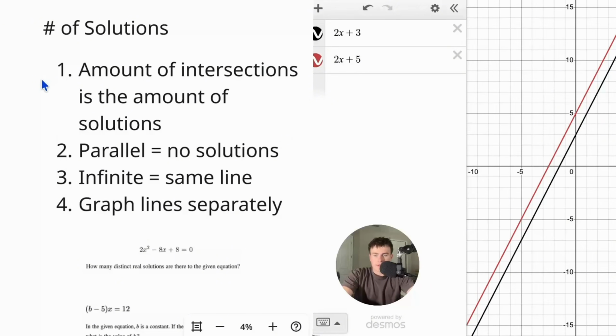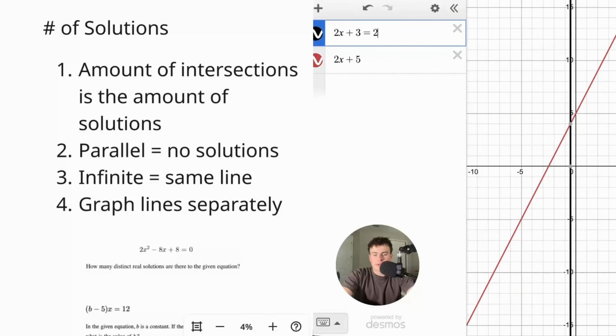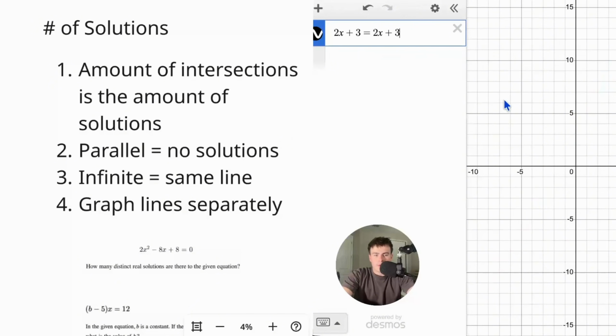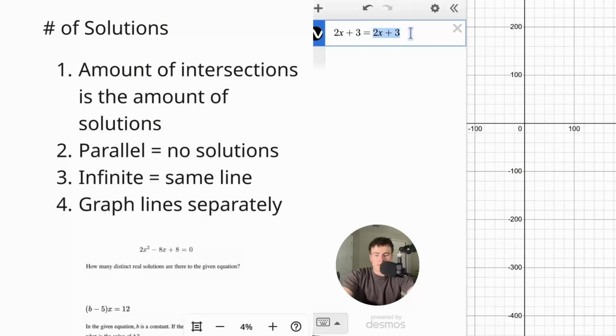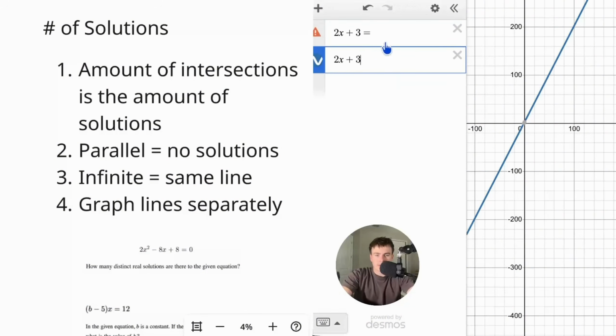So that's pretty much all you have to know. Just make sure you graph the lines separately because, for example, let's say you had 2x plus 3 equal to 2x plus 3. Well, this is not going to show any lines, even though you know this is clearly infinite. So you have to take this and put it on a separate line, and now it's going to show you the lines, and clearly this is infinite because they go over one another.